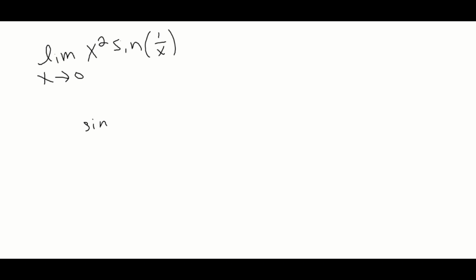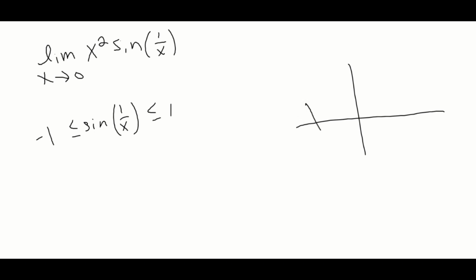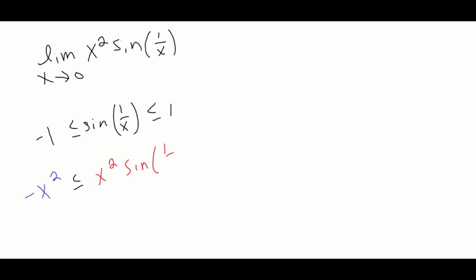You want to recognize that sine 1 over x is in between 1 and negative 1. And that's because sine of anything is between 1 and negative 1. Now let's multiply this inequality through by x squared. So we get negative x squared is less than or equal to our function, which is less than or equal to x squared.